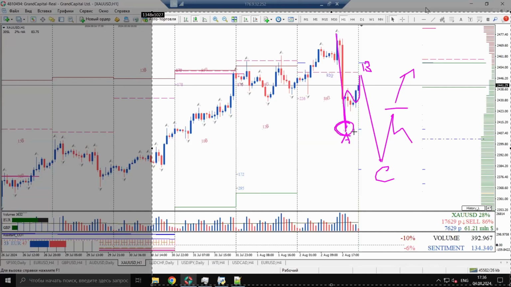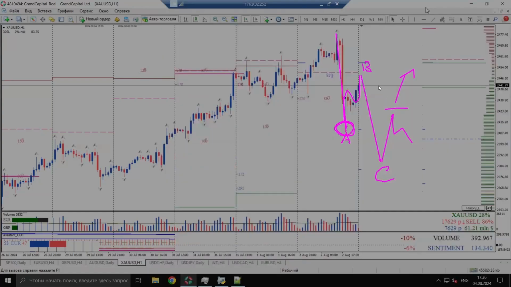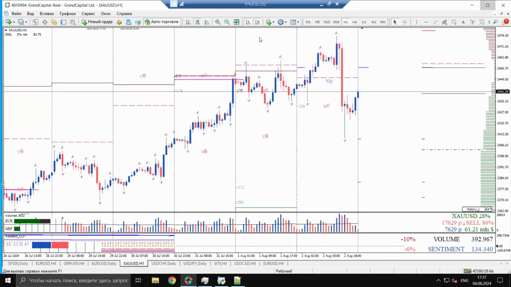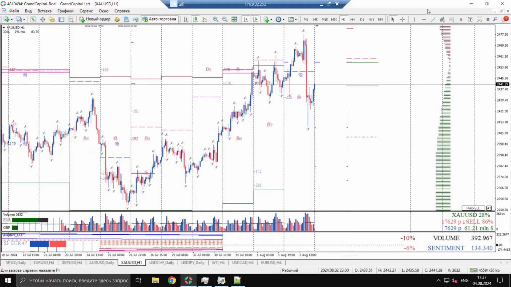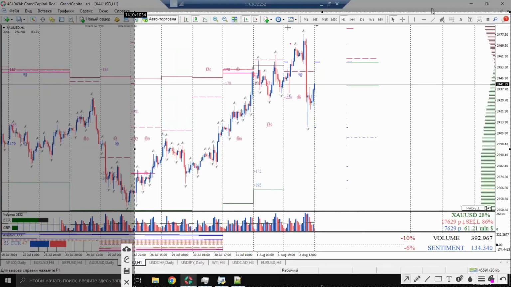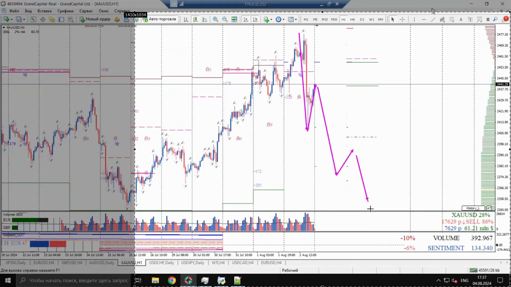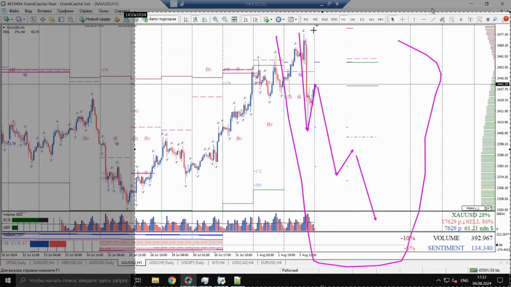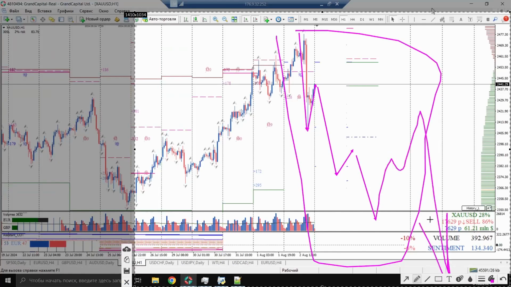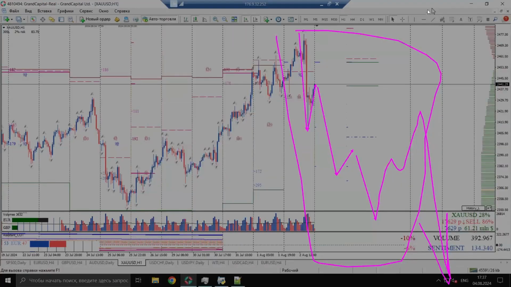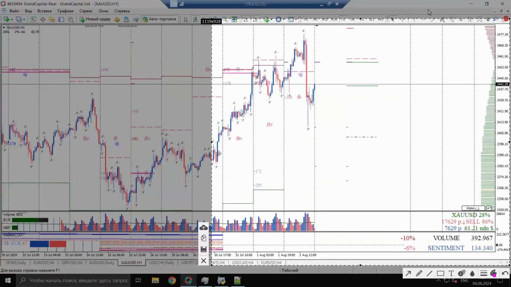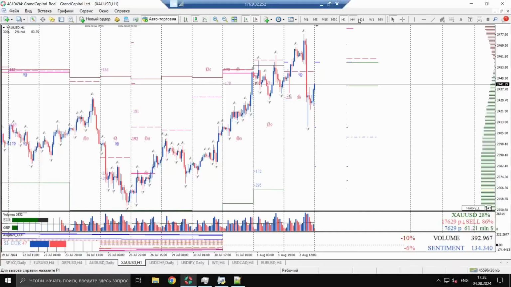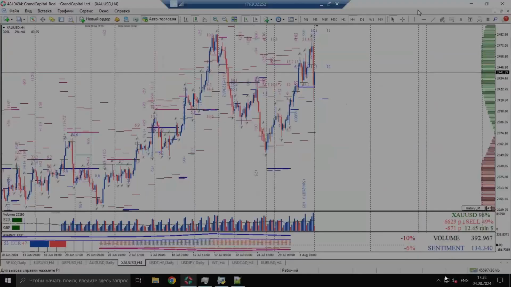After this, we should see a mandatory upward impulse to at least the minimum of wave A, followed by a correction, allowing us to enter the market with pending buy orders. It is essential to understand that the minimum of wave A must be absorbed. If I'm wrong and the market simply shoots up, presenting a 5-wave impulse followed by an upward correction, then we should consider selling instead of buying.